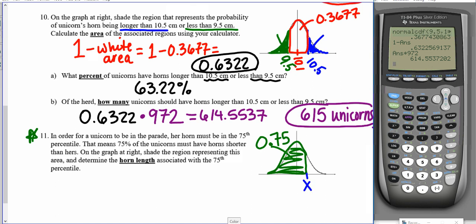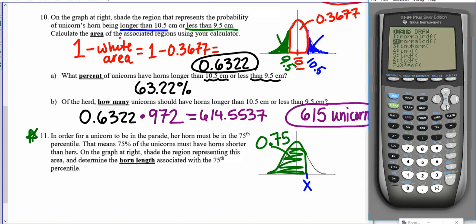So remember on our calculator, that was the opposite of what we usually do. So when we go to second distribution, it is an inverse normal. So the area is 0.75. The mean was 10.1. The standard deviation was 1.04.